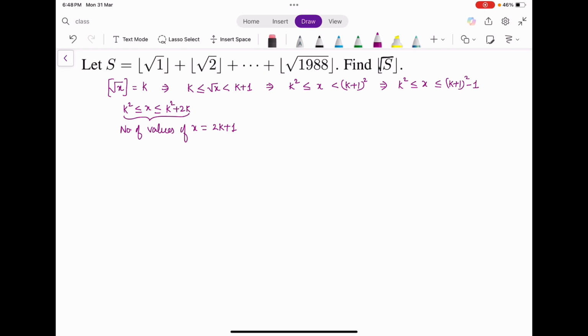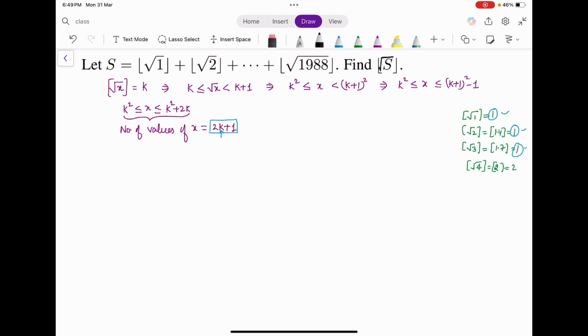Okay, so that means what? If you have square root 1, definitely its value is 1. Square root 2 will be 1.4, and its greatest integer will be 1. Greatest integer of root 3, which is 1.7, is again 1. Greatest integer of root 4 will be 2. So can you see that for 1, how many times have we got 1? 3 times. That is what we have obtained here. If you put k as 1, that will give you how many times we are going to have 1 here: 2 plus 1, 3 times. That is verified here. Alright.